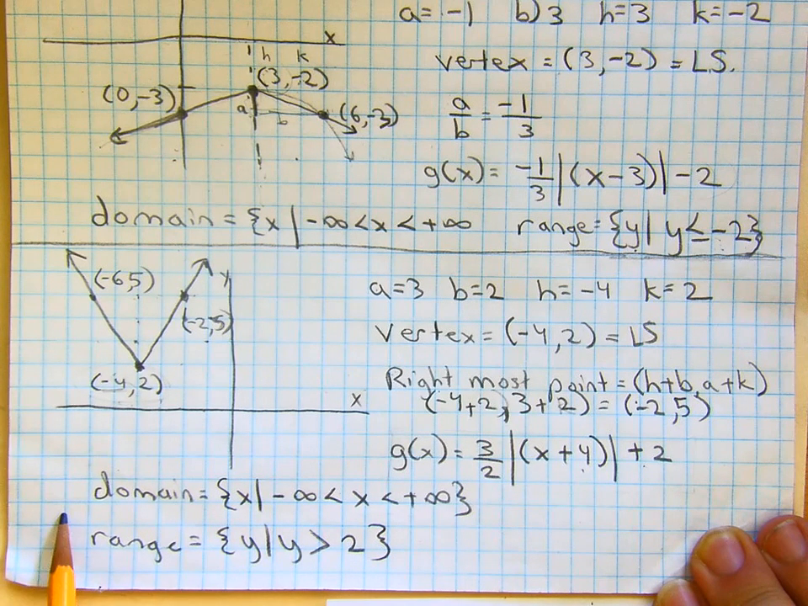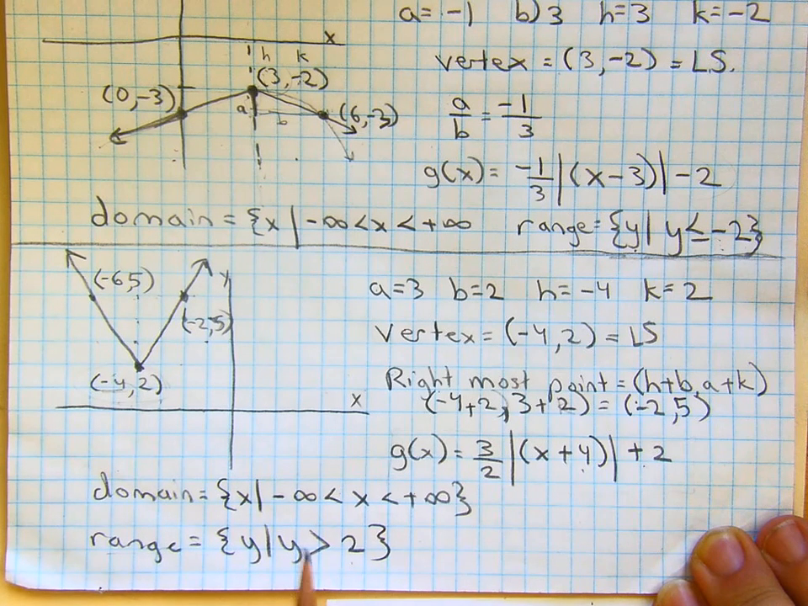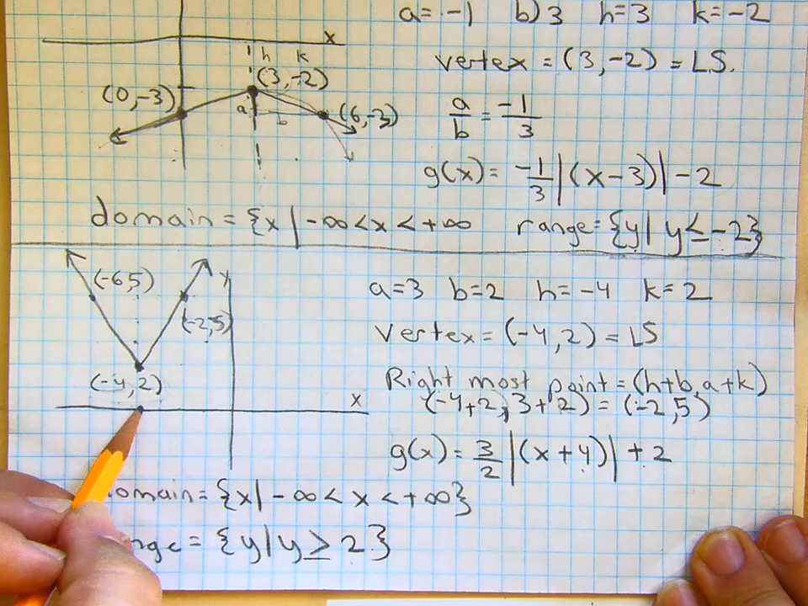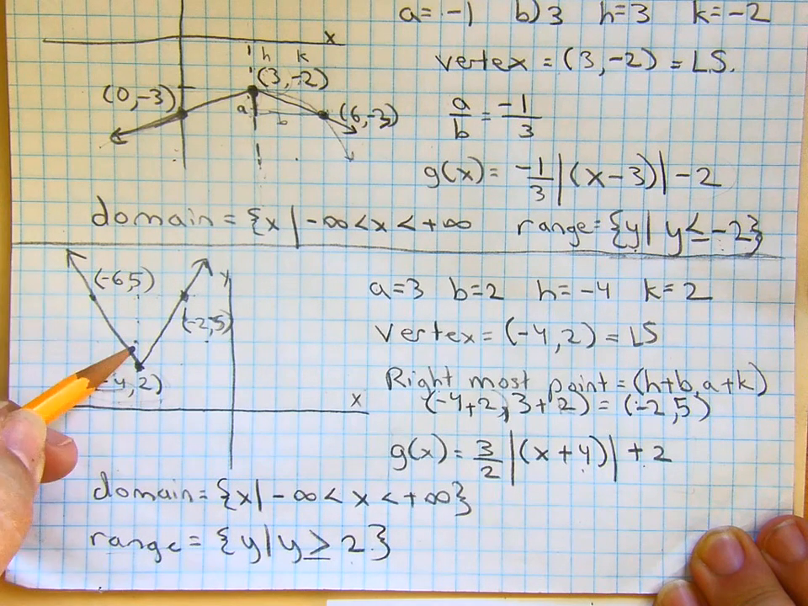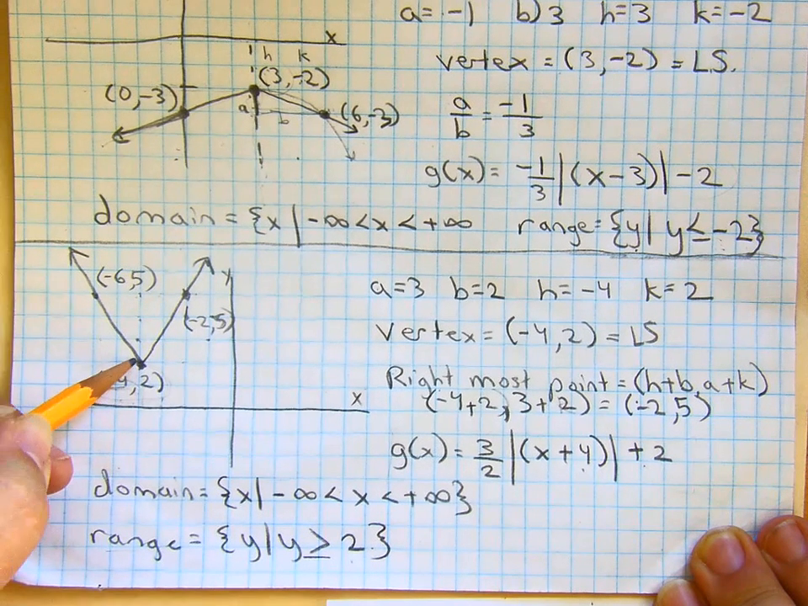Domain, all real numbers again, that doesn't change. Range is in direct relationship to our k. So it's all points greater than or equal to 2.